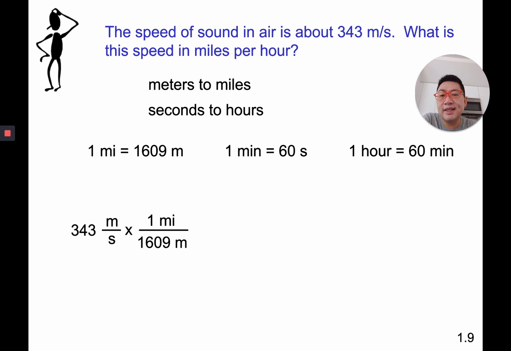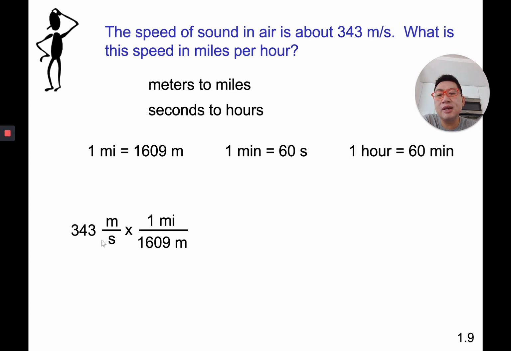But I don't want seconds. The question is, it's miles per hour? So I want to change these seconds into hours. Well, I know seconds to minutes. It's right here: 60 seconds in a minute. I want to multiply this again by 1. But this time I want to cancel out seconds.